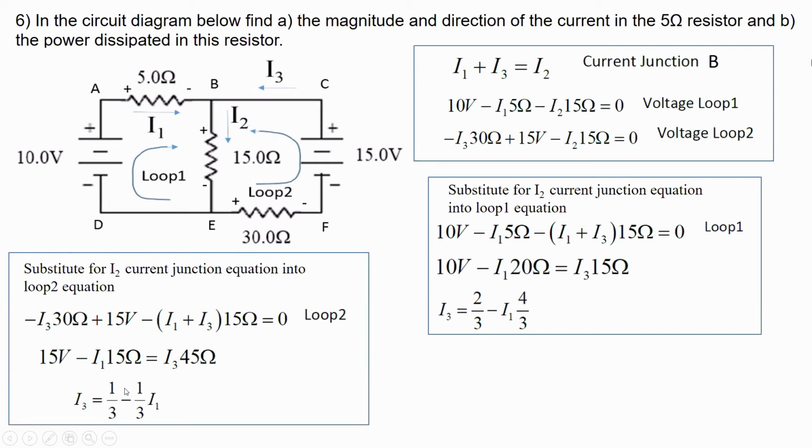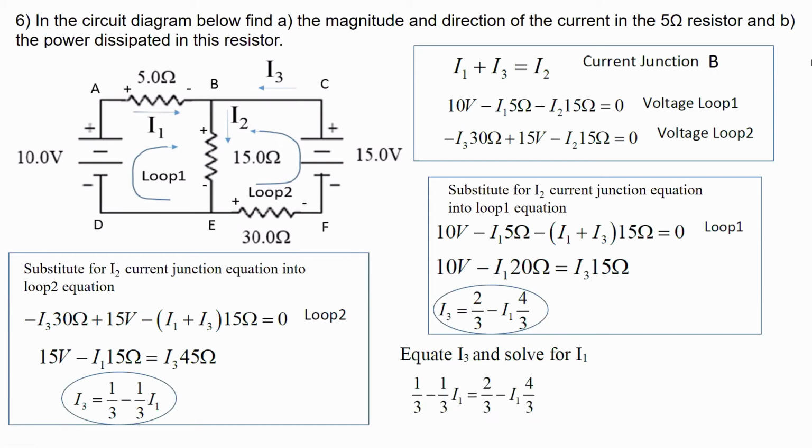All right, so we just equate these together, right? And doing so, we have this relationship. We have a single equation for I sub 1. We can solve for I sub 1. It turns out to be 1/3 of an amp. Okay, we're not done yet. All we have done is determine the current through the 5 ohm resistor.